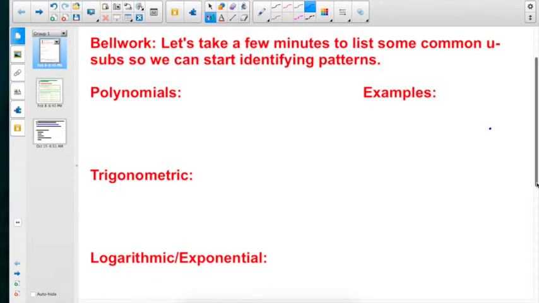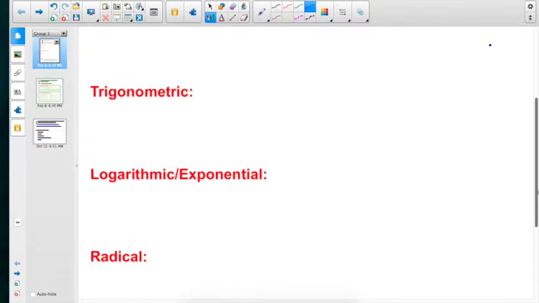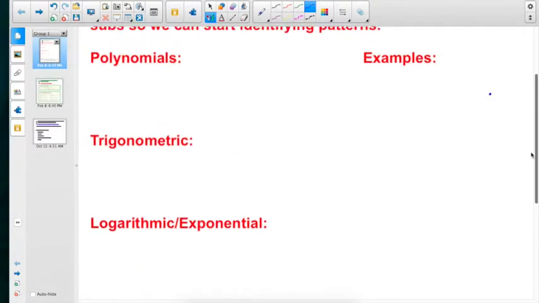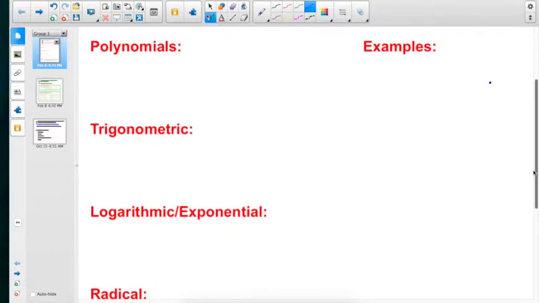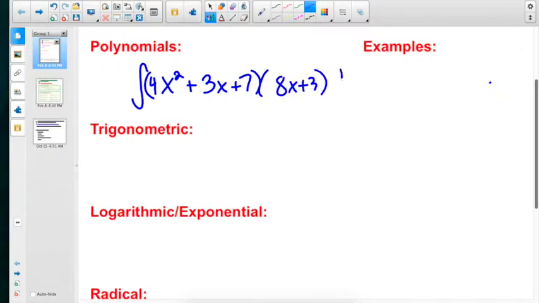We basically have 1, 2, 3, 4, and really I should put rational on here as well. Those are the 5 big categories for doing U subs. So polynomials would be like saying if I have x squared, let's say 4x squared plus 3x plus 7 times 8x plus 3 dx. That would be an example of a polynomial U sub.